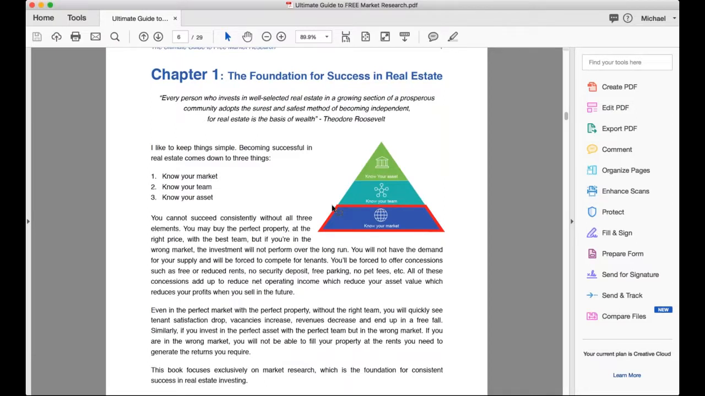So we're pooling money from investors. We'll buy a property that has some type of problem. We'll fix it. We'll force some appreciation. Then we'll sell it or refinance it in, say, 5 to 7 years. So that's a totally different strategy if you're going to hold it long term.